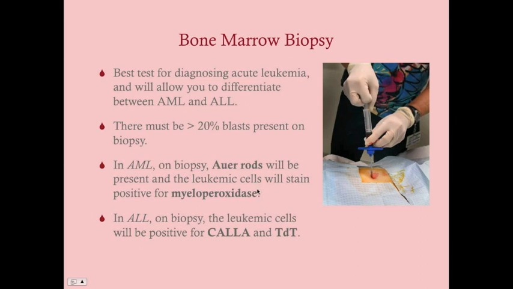In contrast, in ALL on biopsy, the leukemic cells will be positive for CALLA, which is common acute lymphocytic leukemia antigen. They'll be positive for that, and they'll be positive for TdT, and I don't honestly remember what that stands for. It's like terminal deoxynucleotidyl transferase or something like that. So CALLA and TdT are positive in ALL. Auer rods and myeloperoxidase are in AML. In both, you have to have at least 20% blasts present on biopsy.